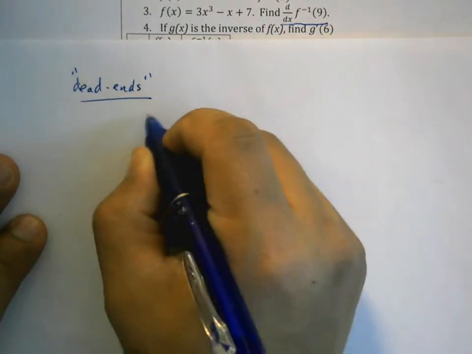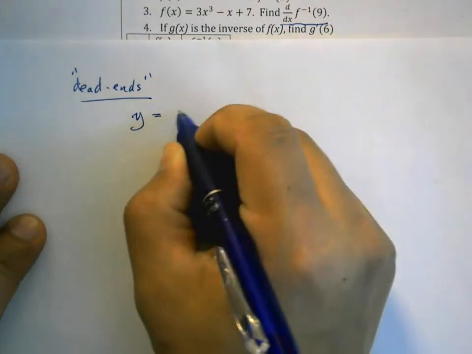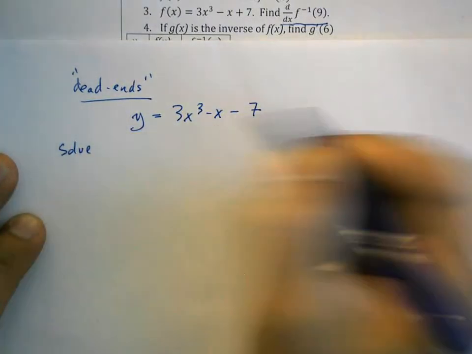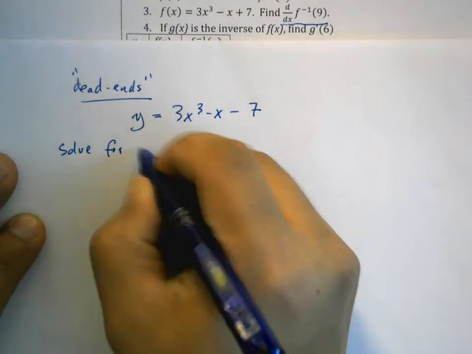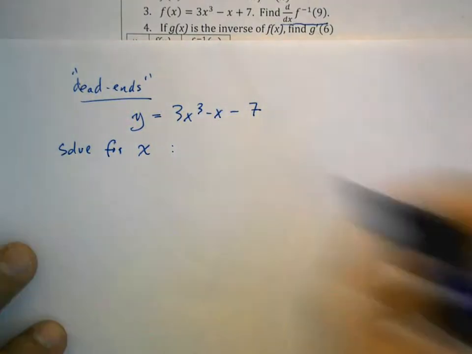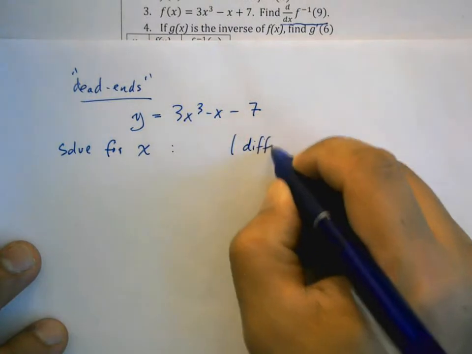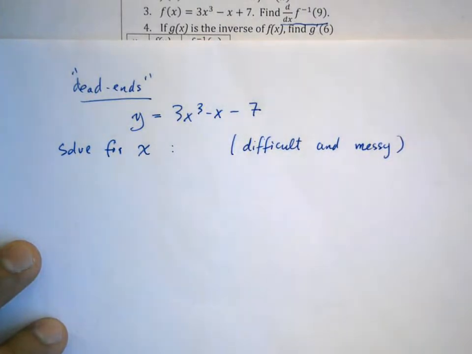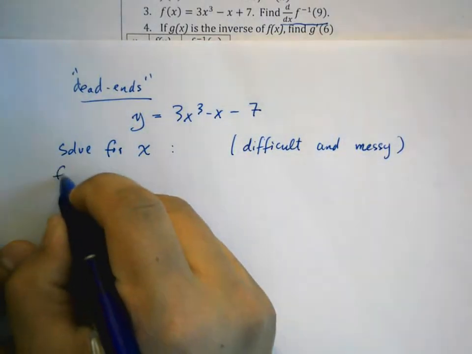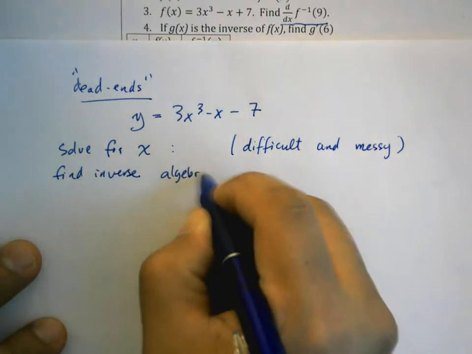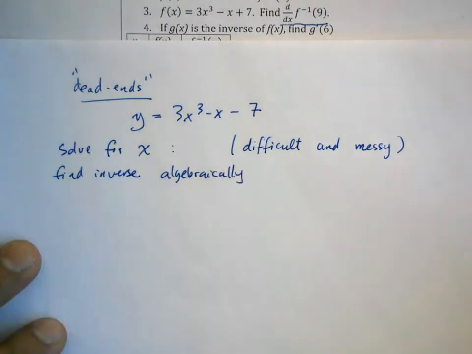It would be to set y equal to 3x cubed minus x plus 7 and then solve for x. Okay, and this is theoretically possible to do, but it is difficult and messy. In other words, we can find the inverse algebraically. So you could do this, but you will find that it gets very difficult.